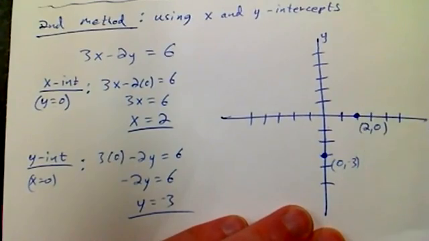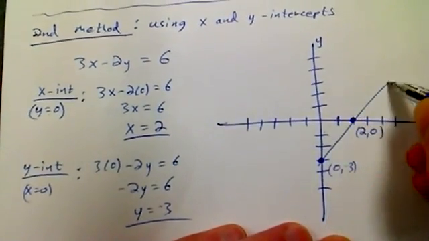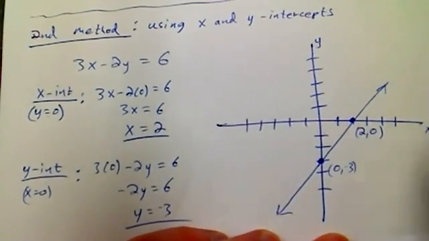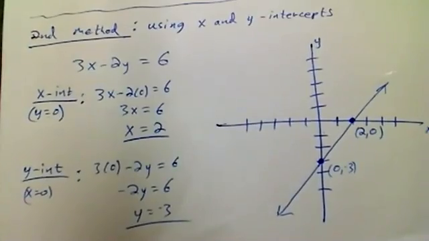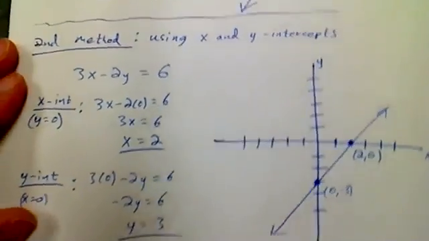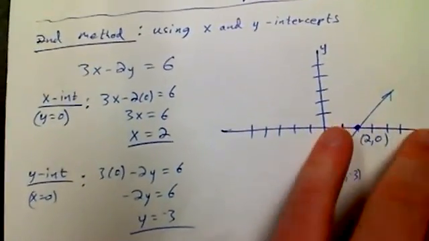Got 2 points. That determines a line. My equation is linear. So I will connect the dots. And we do put arrows on the end just to show, well, it does keep going forever. Okay. So do know how to find x and y intercepts using this method here. I might ask that on a test. Hint, hint.